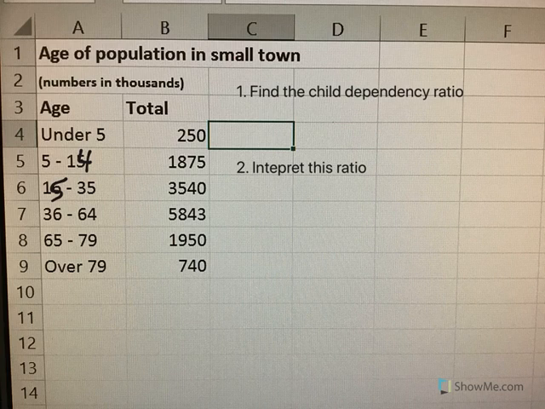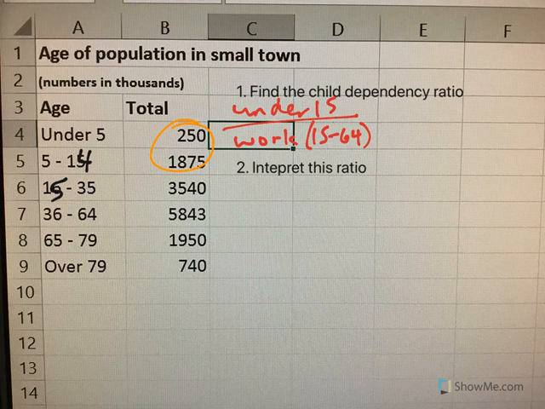And child dependency, if you recall, is under 15 compared to the working class. And the working class, remember, is 15 to 64. So if we first say, okay, under 15, it's these two groups, and that gives us 21, 25. And then we're going to compare it to the working class, which is 15 to 64. If I add those together, I get 93, 83.